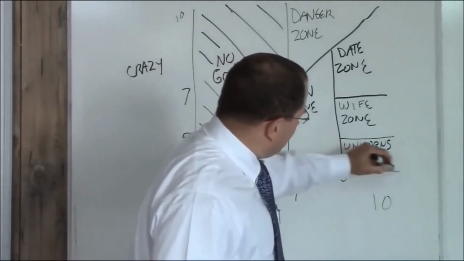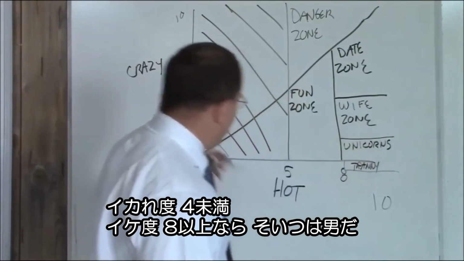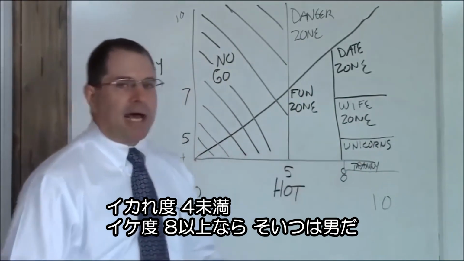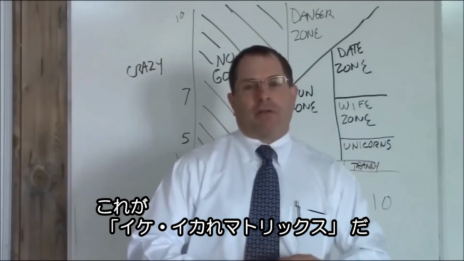So you got to be careful, because down here below a 4 crazy and above an 8 hot, you're probably talking to a dude. That is the universal hot crazy matrix.